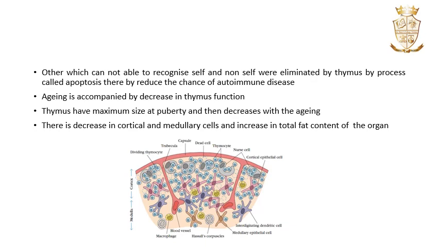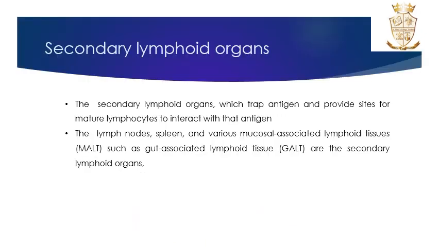Aging is accompanied by a decrease in thymus function. As age increases, the size of the thymus decreases. It has maximum size at puberty and decreases with aging. There is a decrease in cortical and medullary cells and an increase in the total fat content of the organ with aging. Next, we're going to discuss the secondary lymphoid organ.